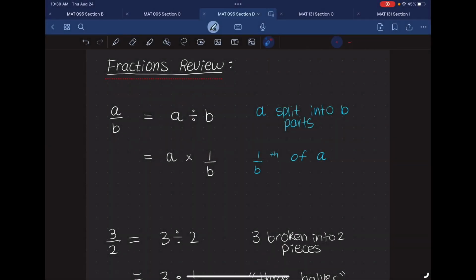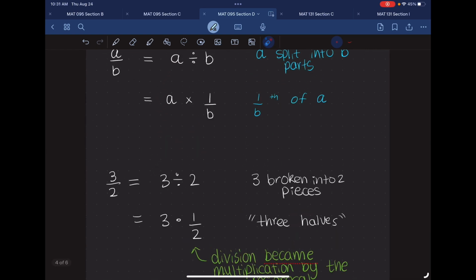Hi everyone, so we're going to be reviewing some fractions today. Anytime we have a fraction, it's in the form a over b. And just keep in mind that when we have a over b, that just means a divided by b, which is basically taking the number a and breaking it up into b parts. We can also rewrite this as a times 1 over b, which is the same as a bth of a.